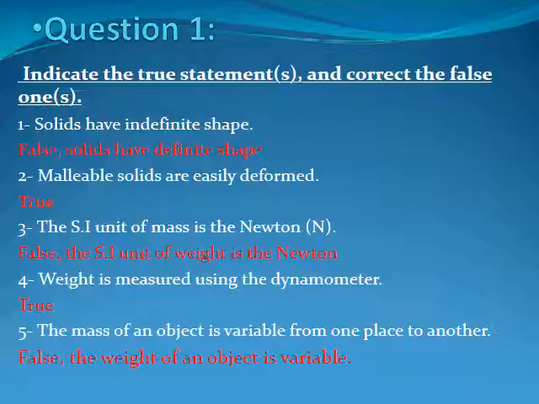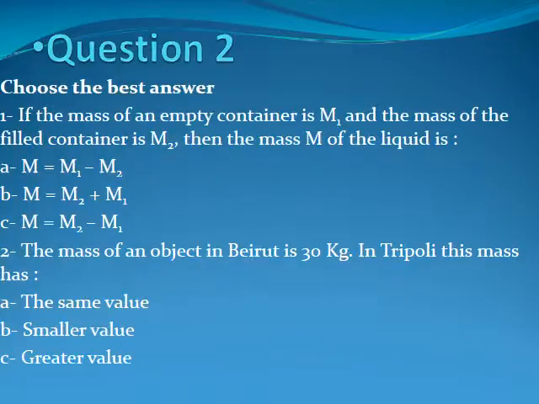The weight of an object is variable from one place to another. Muhammad Hassan, can we correct this in another way? Yes. The mass is constant, meaning that it's not variable, it's constant from one place to another. Okay, thank you. Moving to question 2.